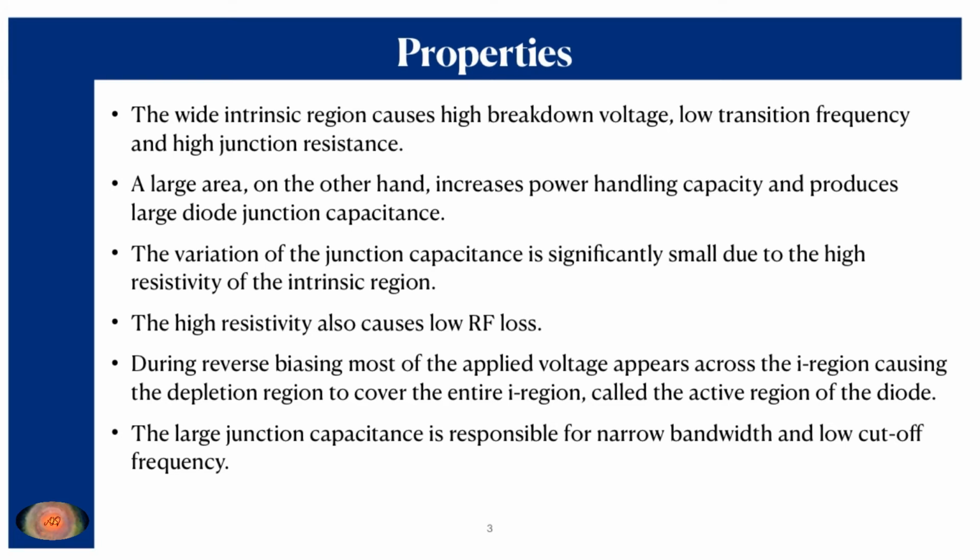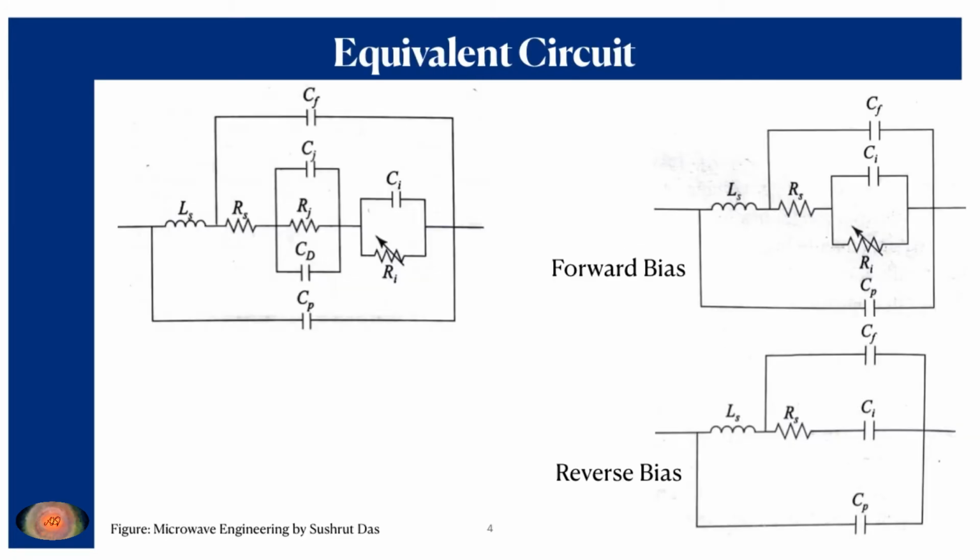As you know, the internal capacitances such as these junction capacitances are responsible for the bandwidth as well as the cutoff frequencies of the device. So in this case, since the junction capacitance is larger, the bandwidth is narrow and obviously the cutoff frequency is much smaller. Although pin diodes with higher cutoff frequency and wider bandwidth are also available in the market. Here, an equivalent circuit of the pin diode is presented, and on the right side, the equivalent circuits in the case of forward bias and in the case of reverse bias are also presented.